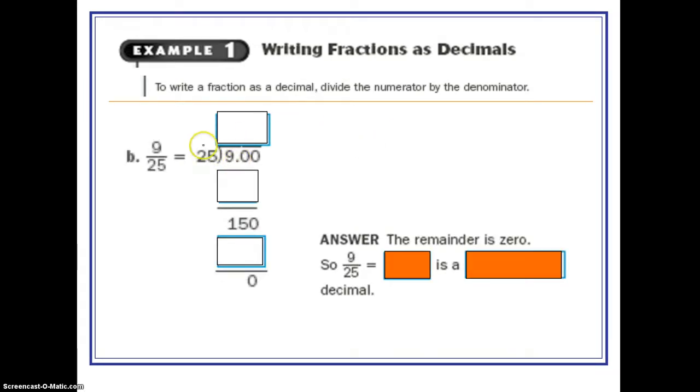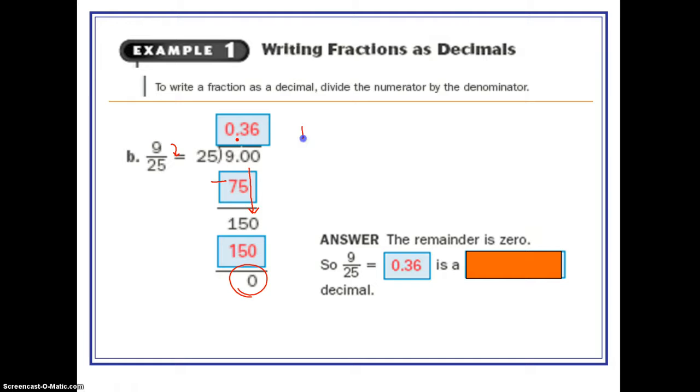9/25, again, bring down the 9. That goes inside the division sign. Decimal point, bring it up. 25 goes into 9 0 times. 25 goes into 93 times. That becomes 75. Subtract, you get 15. Bring down the 0. 25 into 150 6 times, which is 150. And you're done, because you have a remainder of 0.